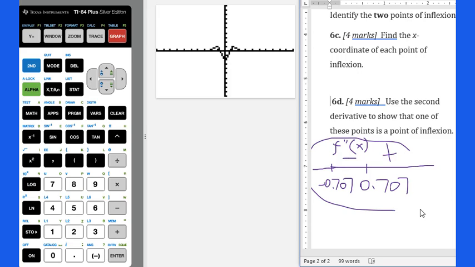Using this sign diagram, because it shows that the second derivative function has a sign change at 0.707, and also we know that the second derivative at 0.707 equals 0, they satisfy these two requirements. Therefore, 0.707 is a point of inflection.